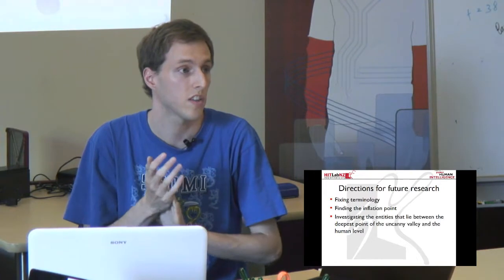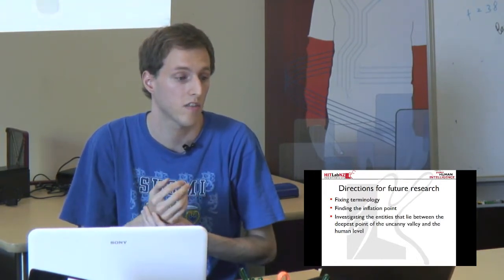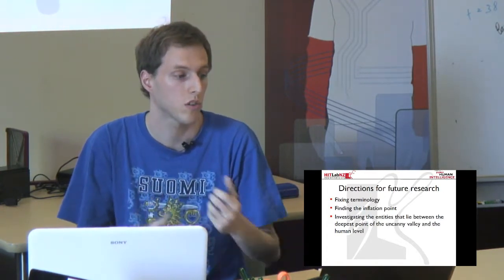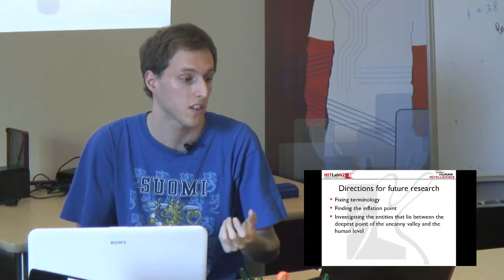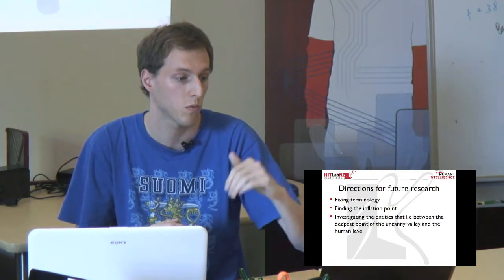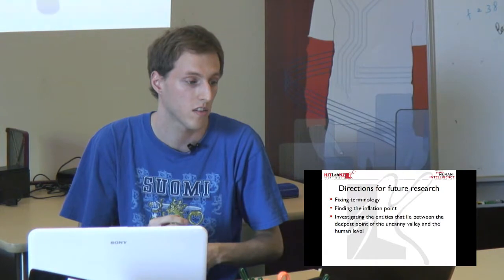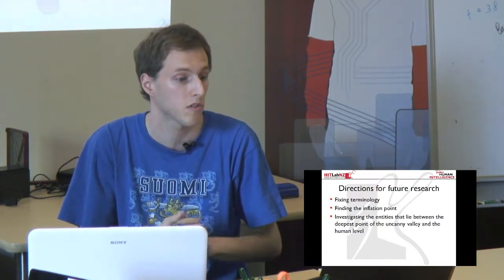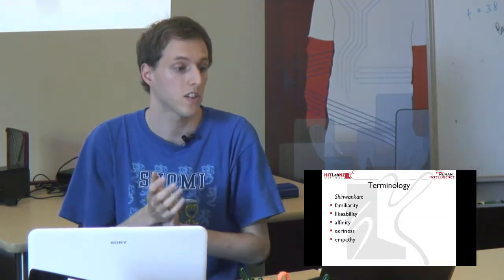We believe that future studies of the uncanny valley, or uncanny curve, or uncanny cliff, however you want to call it, should follow three directions. First, we need to fix the terminology. Second, we need to find the inflection point which leads to this drop in likability. And third of all, it's necessary to investigate the entities that lie between the deepest point of the uncanny valley and the human level.